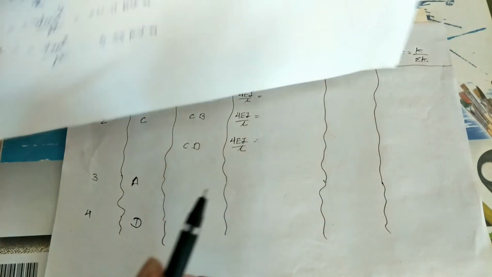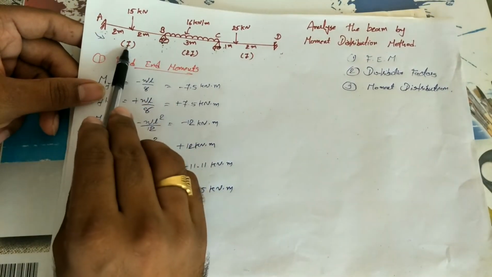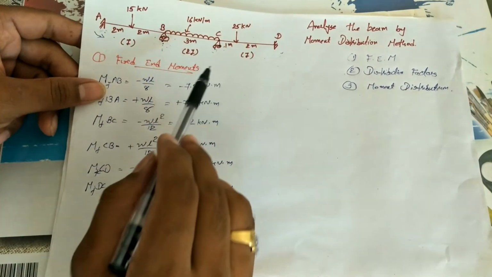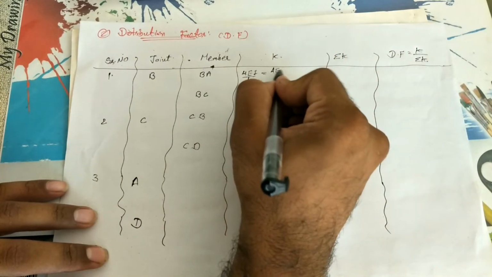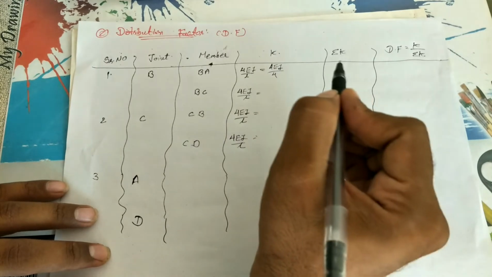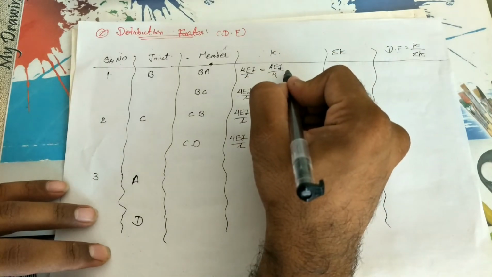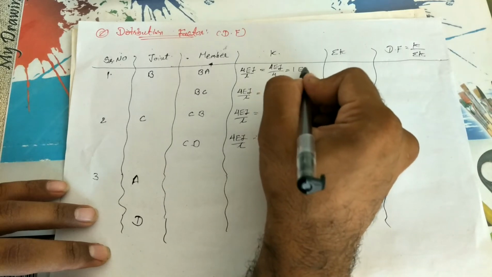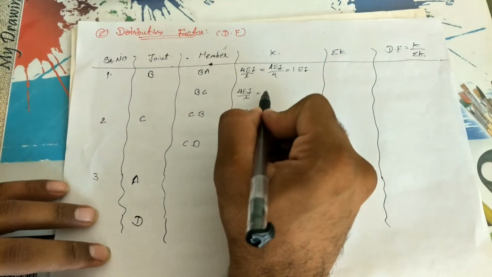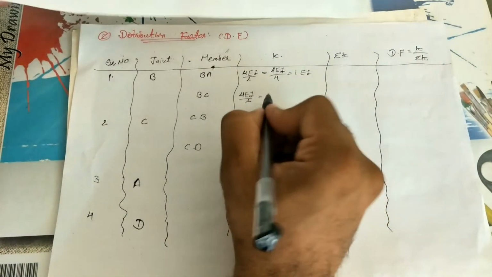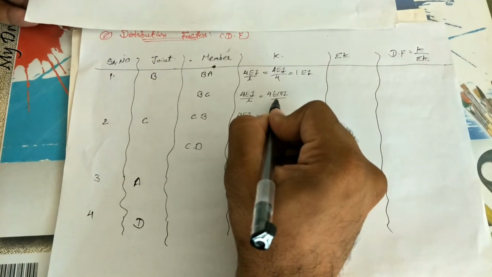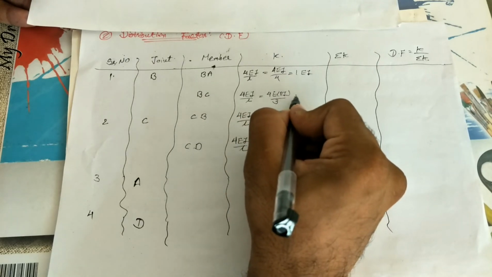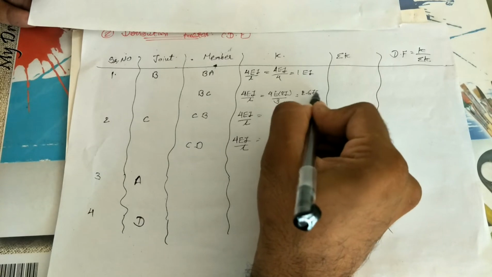So first for B to A, my inertia is I. For AB span inertia is I, BC span is 2I, and CD span it's I. So for 4EI by L, length is 4 for AB span, so that is 1 EI. Again this is 4EI by L for B to C. Now B to C I am having a 2I inertia. So 4E 2I by L, L is 3. So that answer I will get, that is 2.67 EI.